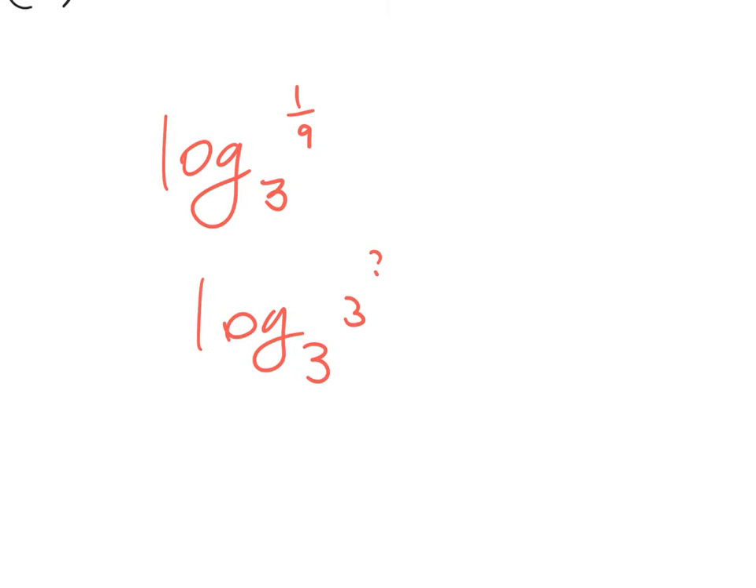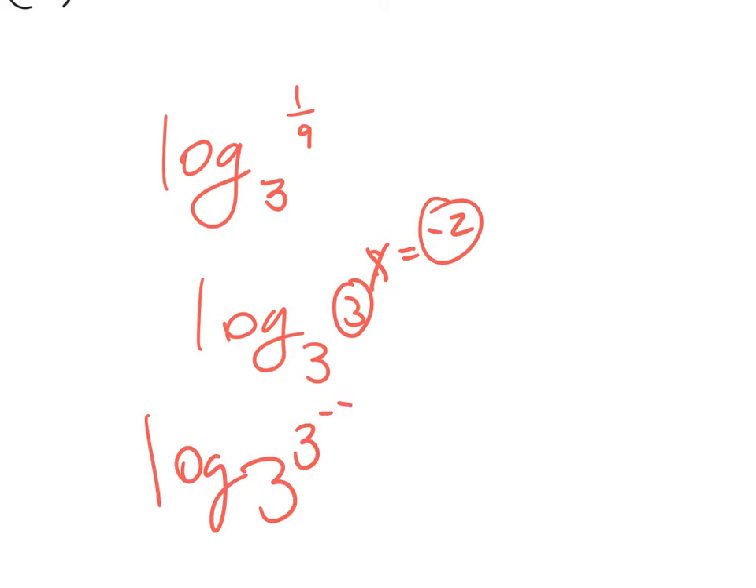So I had a student say x equals -2, but I never said what x was. I guess we're going to say that that's x. And therefore the answer is, you're right, -2. Because 3 to the -2 would make 9 except flipped, so 1/9. So really this is like log base 3 of 3 to the -2, and therefore the answer is -2.